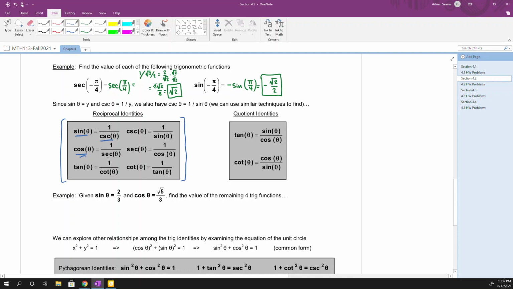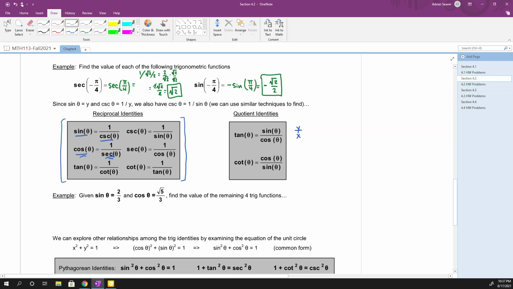Cosine, secant, reciprocal functions, etc. So those are your 6 reciprocal identities, and sine and cosecant are reciprocals. The other one that you'll see: tangent of theta, if you go back, we said that's y over x. Well, y is sine of theta and x is cosine theta. So that one's kind of neat, and we'll see this one again. Tangent of theta is sine over cosine.